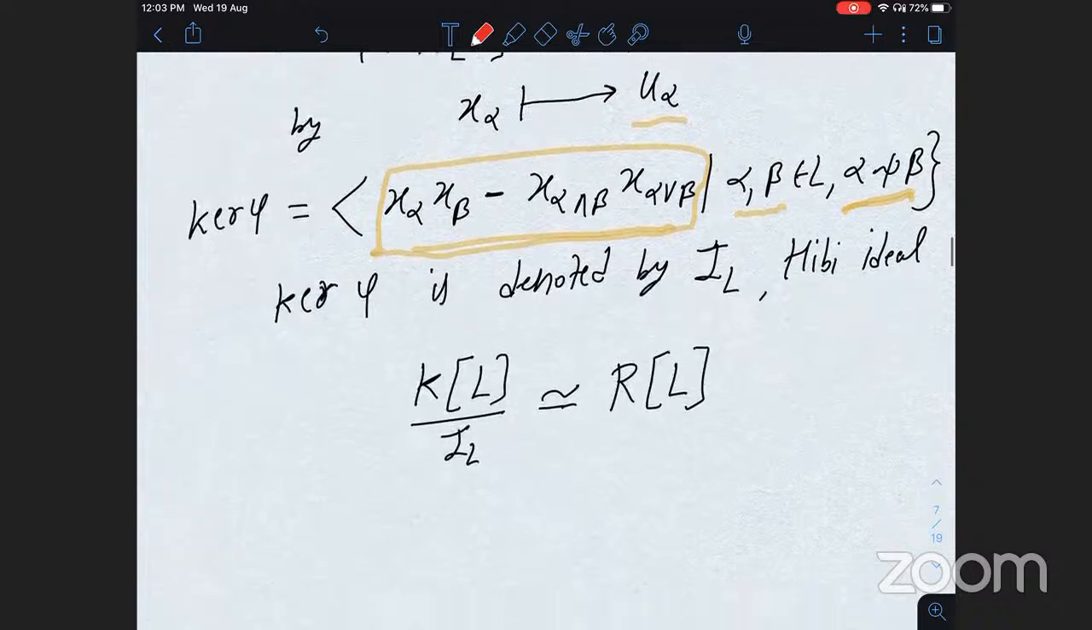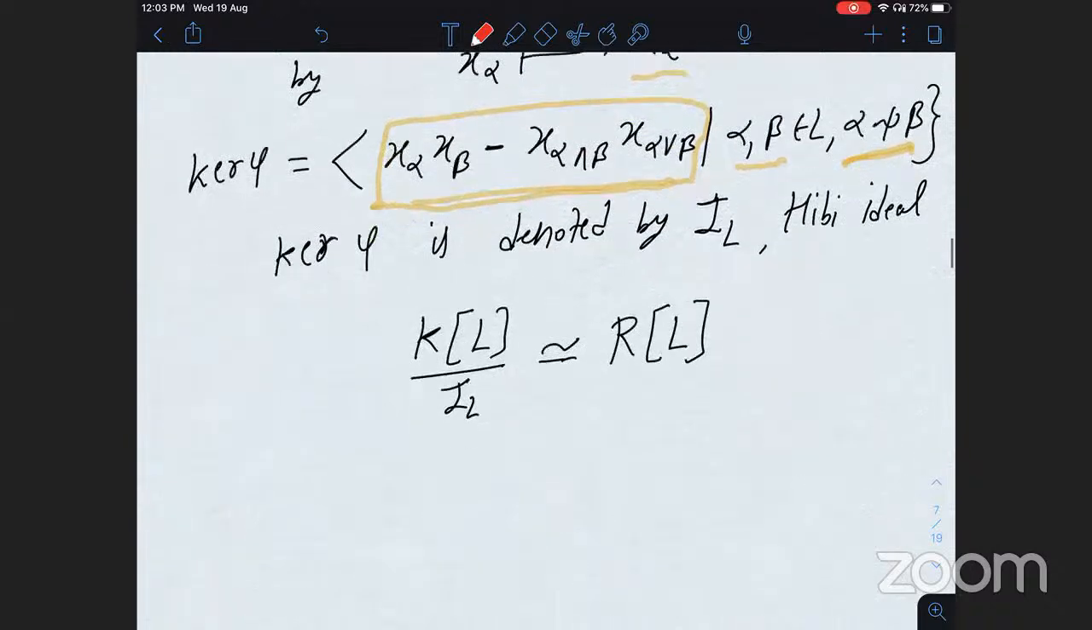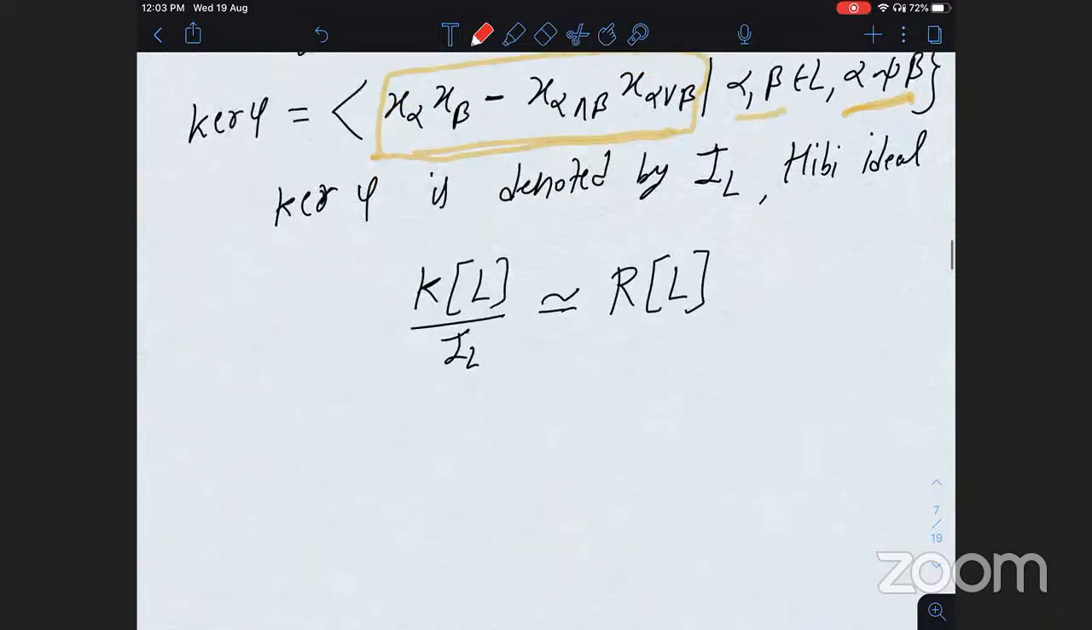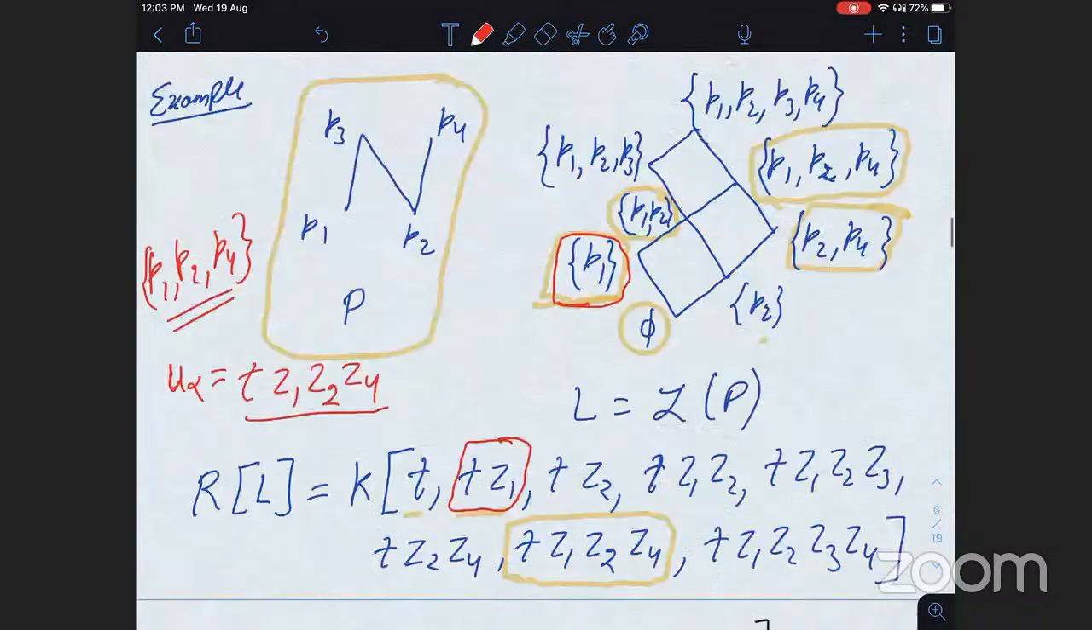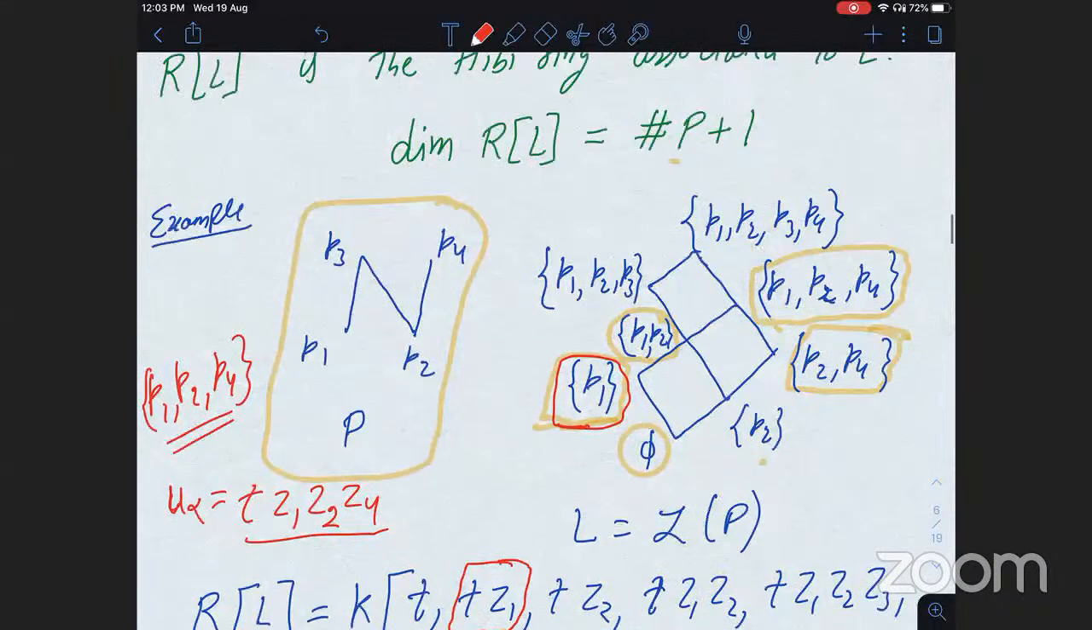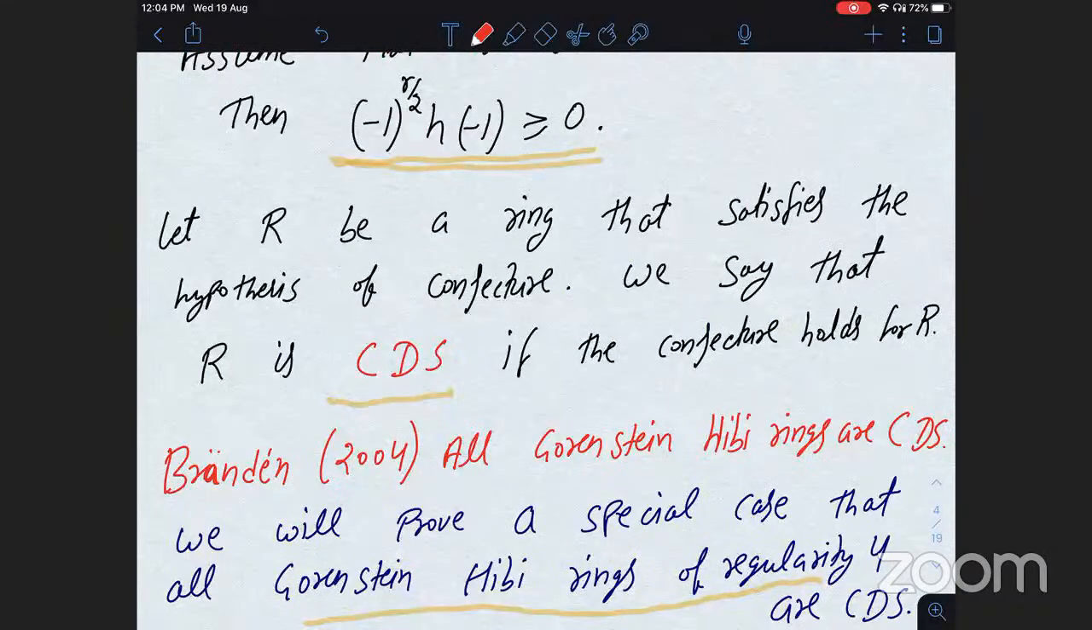Is it open for other regularity, or is it proved? In general, for Hibi rings, it is proved. It is proven by Brandon. In 2004, he proved that all Gorenstein Hibi rings are Charney-Davis-Stanley. But in general the conjecture is still open: if I take any polynomial ring and any ideal I generated by quadratics such that S mod I is Gorenstein, it is open in general. But for the Gorenstein Hibi ring case, this is already proven. Okay, thank you.